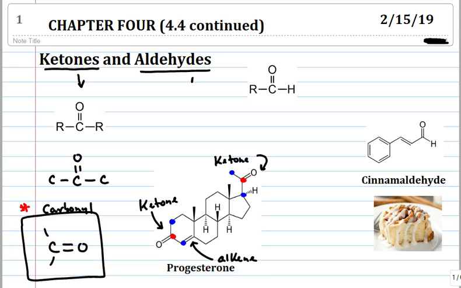Aldehydes. Well, it's slightly different. R, C double bond O, hydrogen. If you have a hydrogen connected to a carbonyl, you have an aldehyde. That's a completely different family. And so I guess what you're looking for is the carbonyl, some hydrogen attached to it, and then usually another carbon attached to it. Okay? Well, let's look at a molecule.